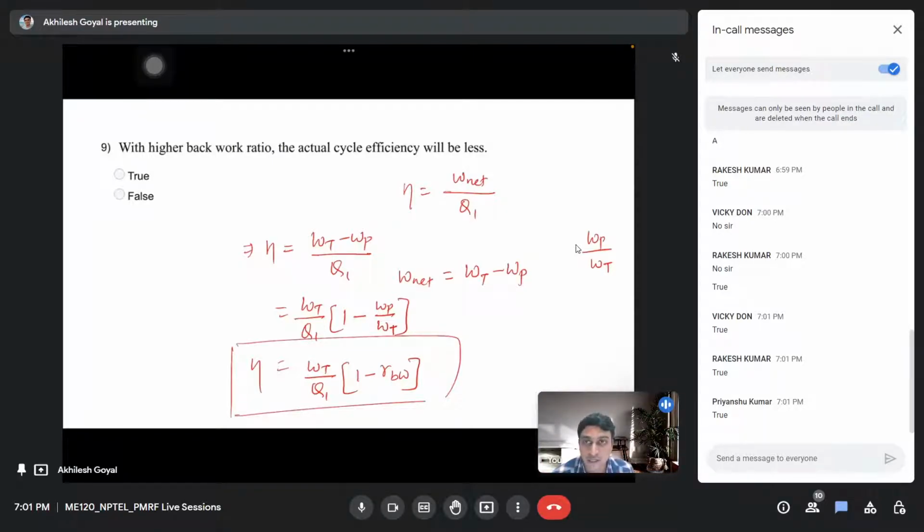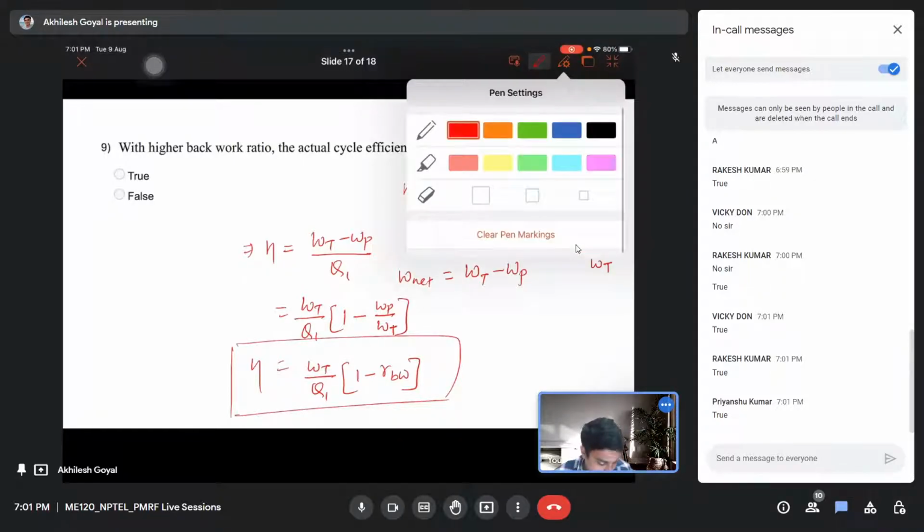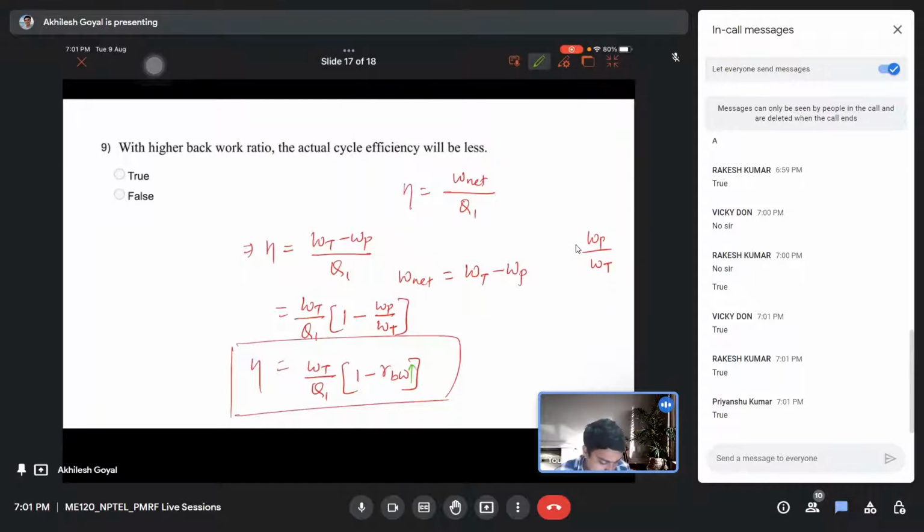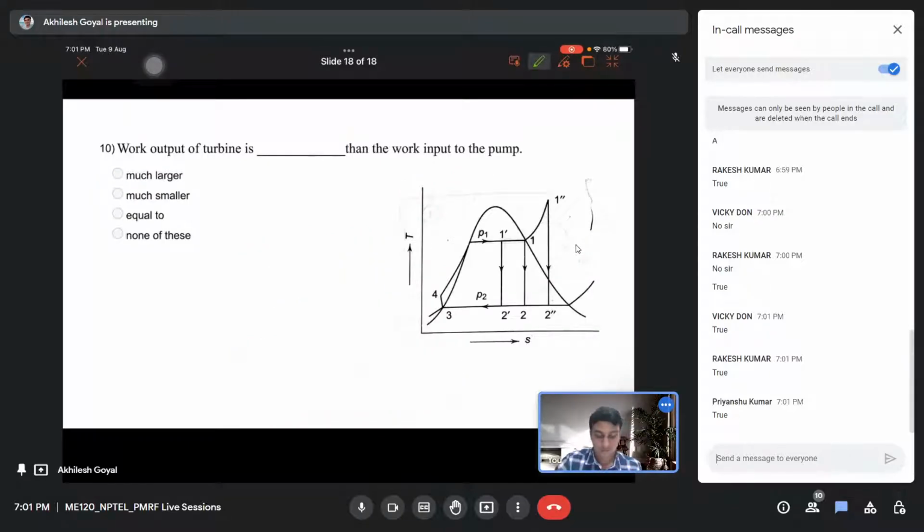If back work ratio RBW is higher, then this whole term will be lesser and the efficiency will be less. So with the higher back work ratio, the actual cycle efficiency will be less. So this is a true statement. For higher back work ratio, efficiency will be lesser. Now let's move to the next question.